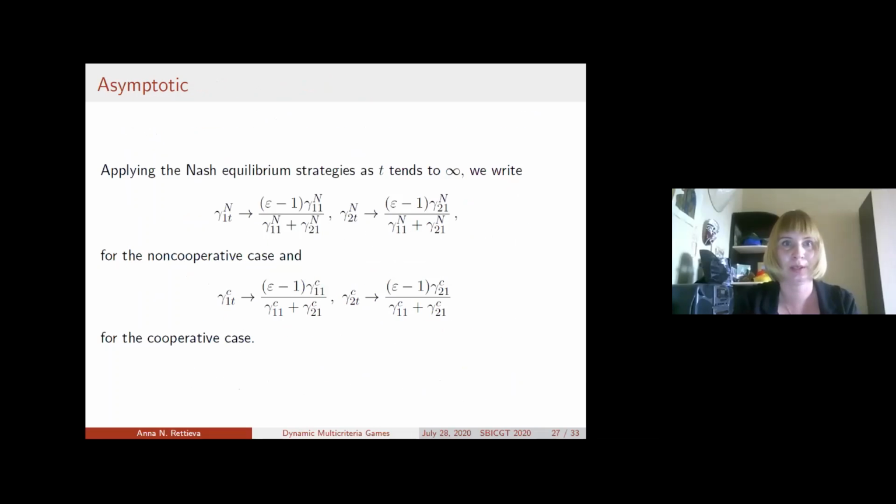We can see asymptotic dynamics. In the non-cooperative case and in the cooperative case, as you see, in both cases, asymptotically, when time t tends to infinity, the size of the resource tends to the initial one. And the only difference is how to distribute it. So it's distributed proportionally to the player's strategies on the last stage.